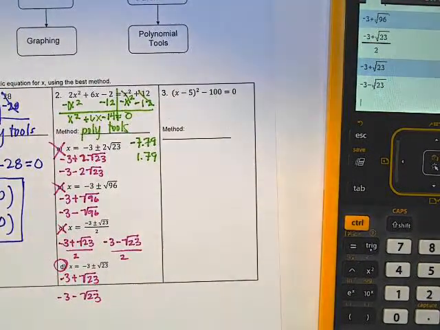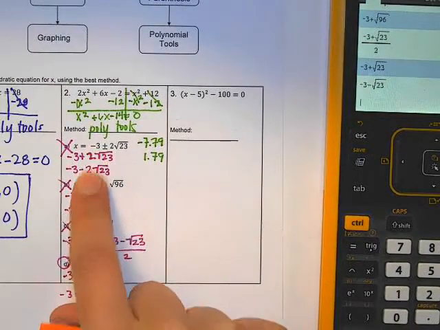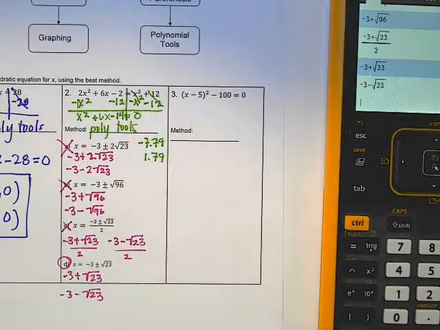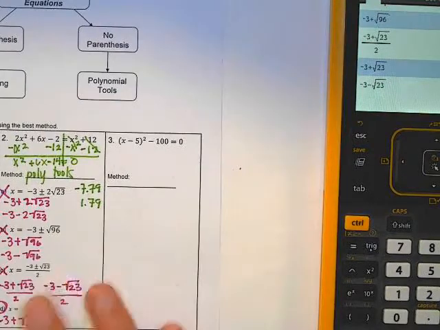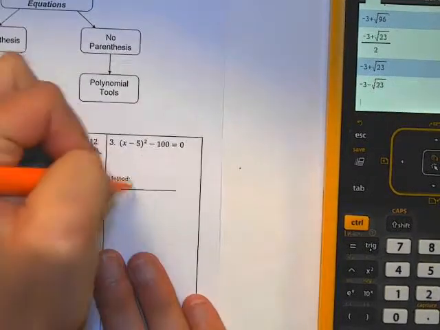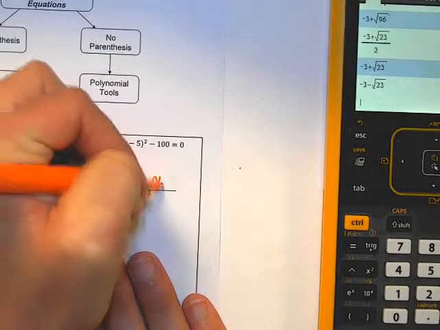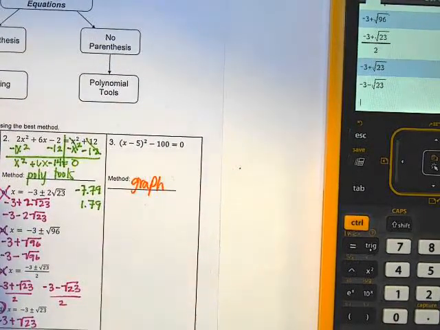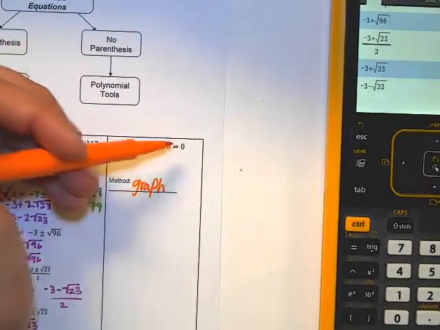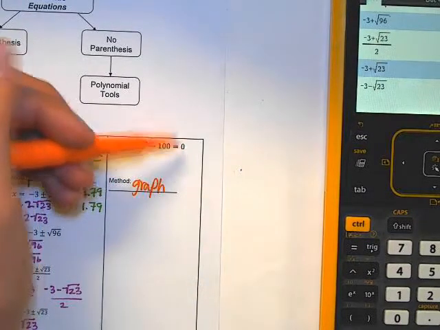Any questions? You're going to have a few on your homework like this. When you get to Algebra 2, you see a lot of these plus minus signs with square roots. Okay, number 3. Which method am I going to use? Graph. Do I need to solve it? No. Why? It's already at 0, so I don't need to solve this.